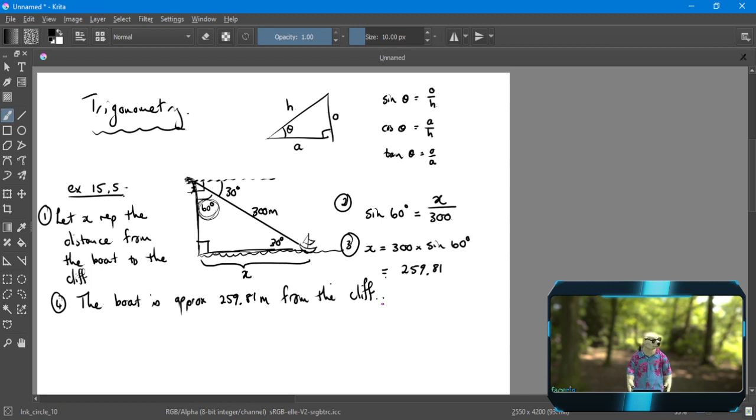Now, you should realize that these kinds of questions are quite relevant, that often some sort of lighthouse or watchtower is higher up than sea level. You can measure the distance from the viewer to the object, but you need to know how far they actually are from the rocky cliff in order to be safe. And any situation like that with angles and trigonometry is pretty much unavoidable. And these trigonometric functions are unavoidable as well.